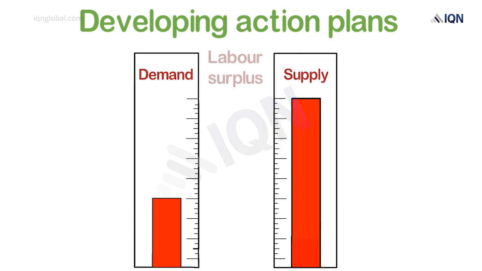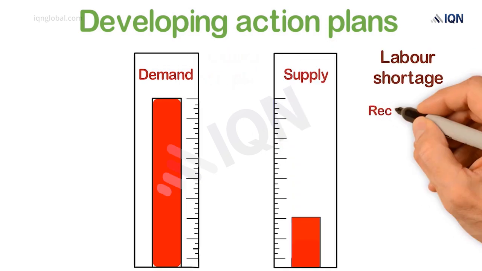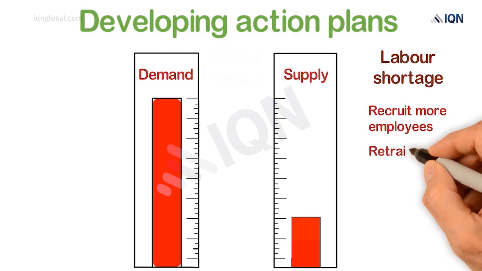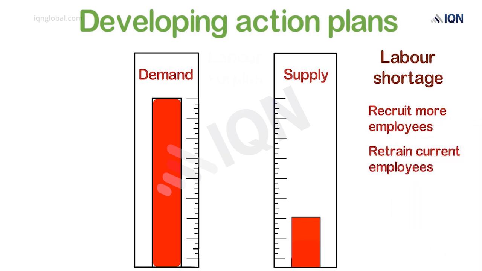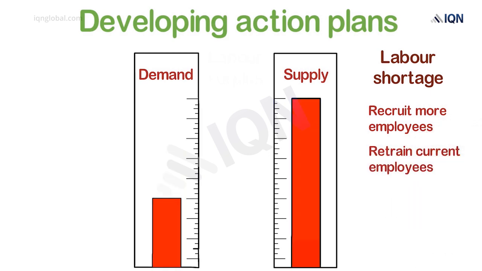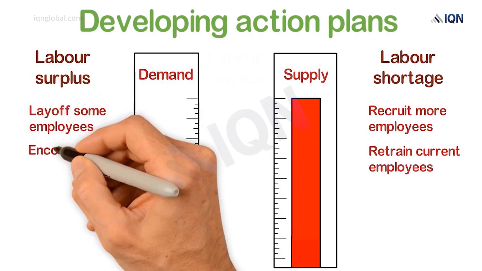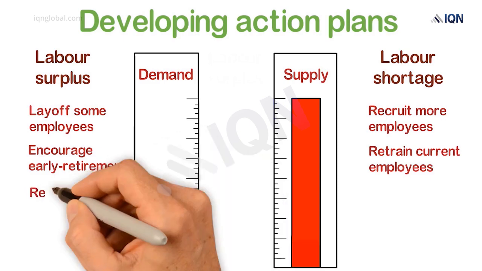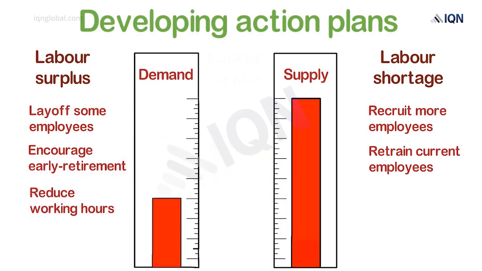If there is labor shortage, the organization may recruit more employees and retrain current employees. On the other hand, if there is labor surplus, then the organization may lay off some employees, encourage early retirement, and reduce working hours for employees.